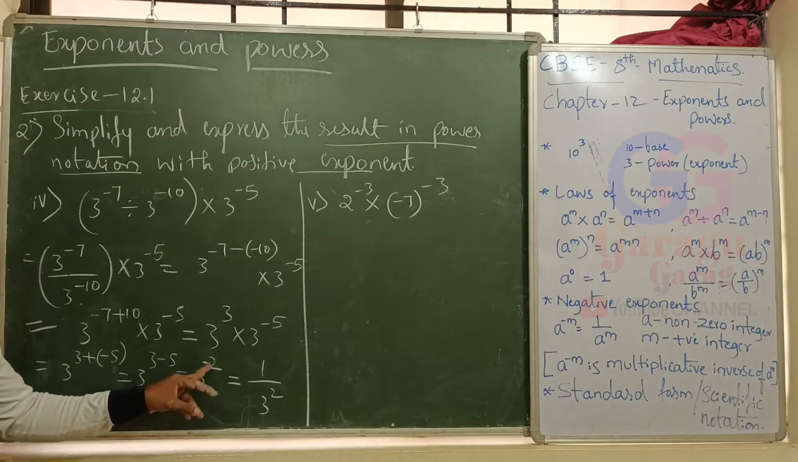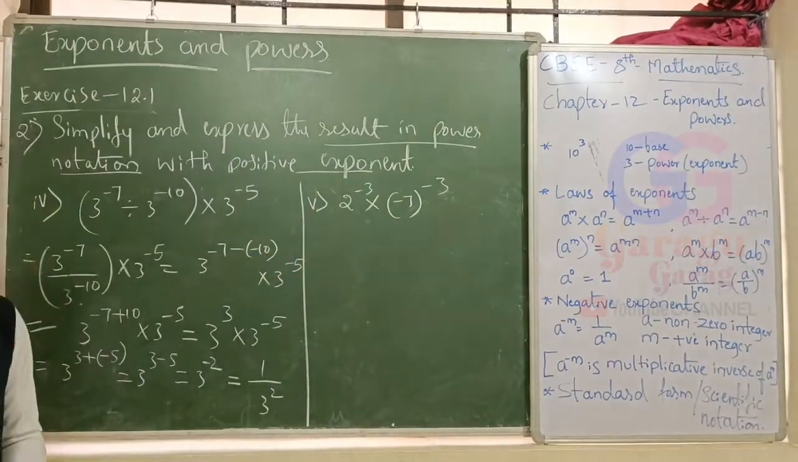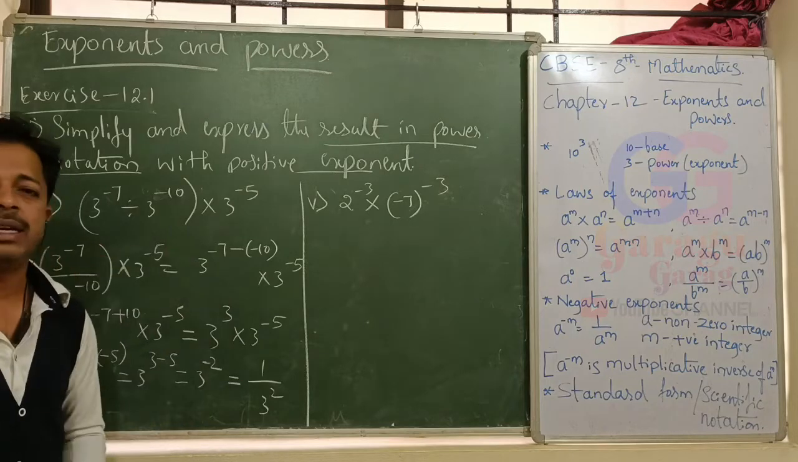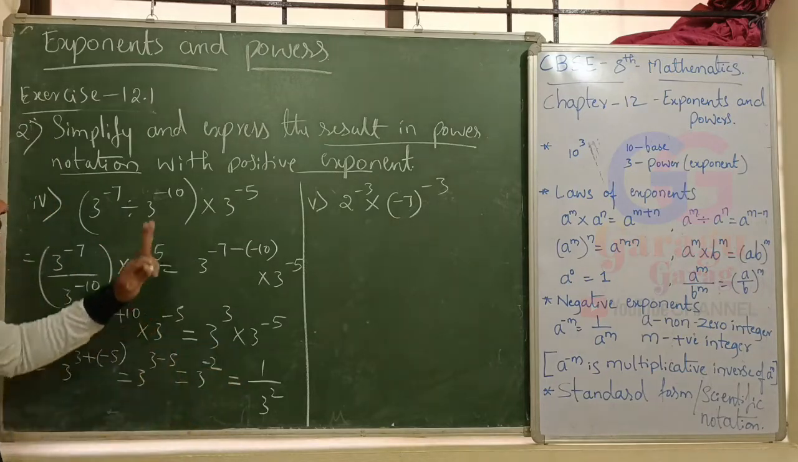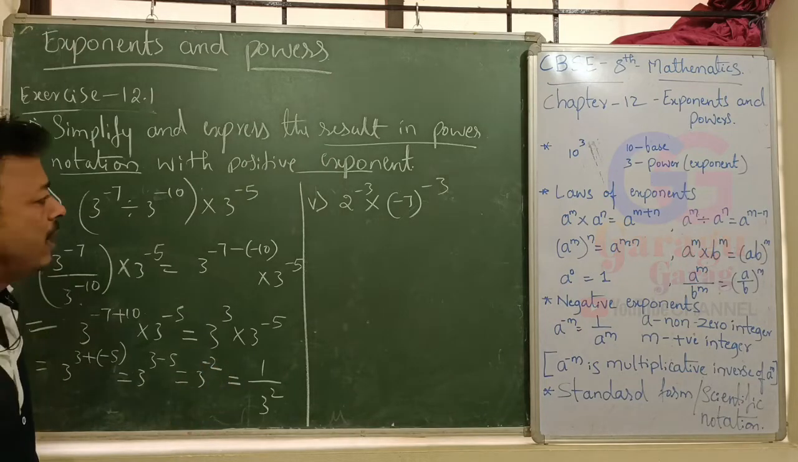So 3 raised to minus 2, you may write it as 1 divided by a raised to n. So that is 1 divided by 3 square. This is the final answer. You may write it as 1 divided by 9 also, but they have not asked. They asked only in power notation. 1 divided by 3 square, this is the final answer.